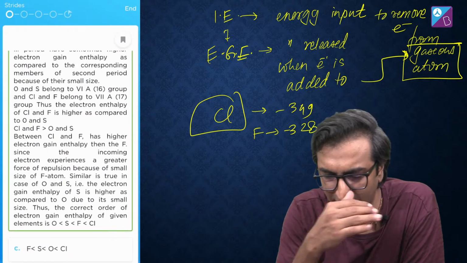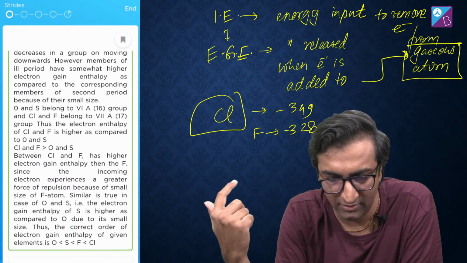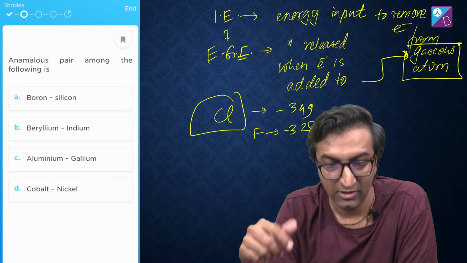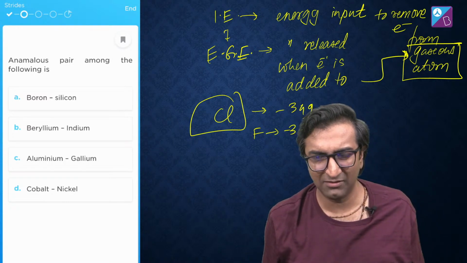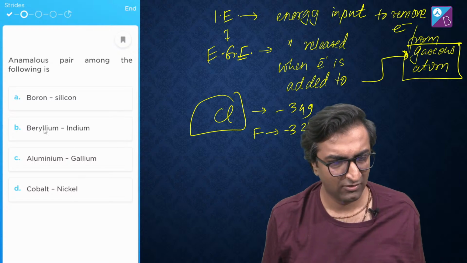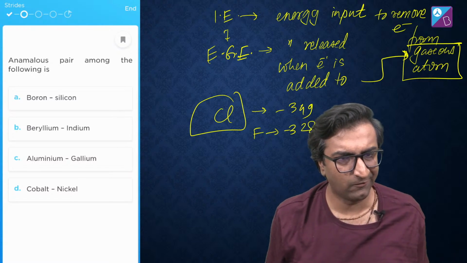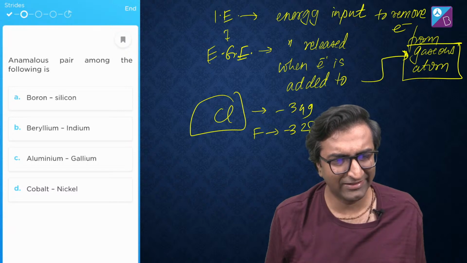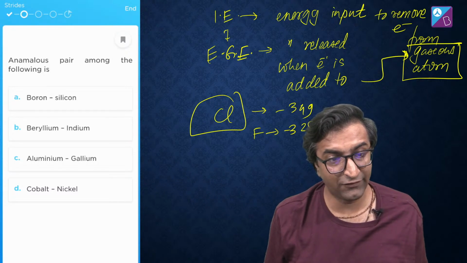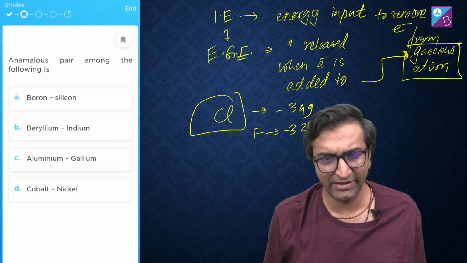This has a long explanation. I've already shown you the data, so we're going to skip this. We spent a lot of time on this one. Anomalous pair among these. What does anomalous pair mean? What is the question asking for? Anomalous means this pair behaves differently from everything else. That's what anomalous means.